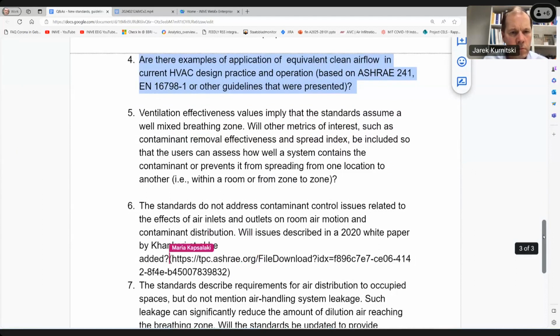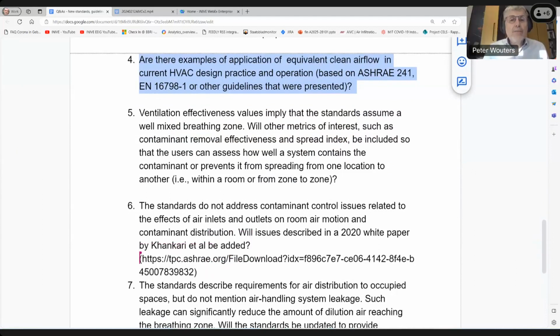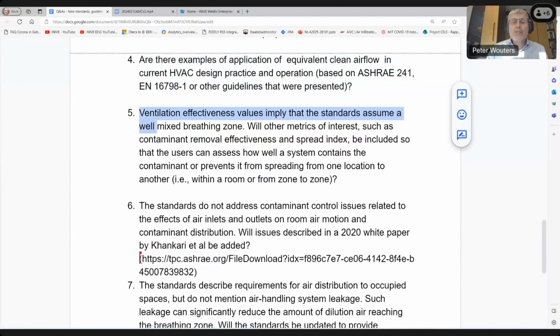Okay. And then, yes, ventilation effectiveness values imply that the standards assume a well-mixed breathing zone. Will other metrics of interest, such as contaminant removal effectiveness and spread index, be included so that the user can assess how well the system contains the contaminants or prevents it from spreading from one location to another?